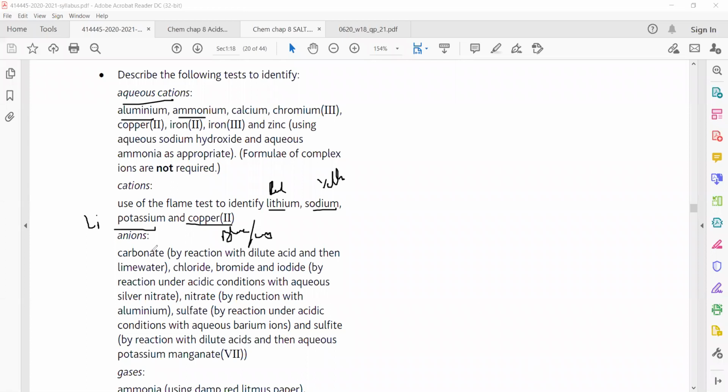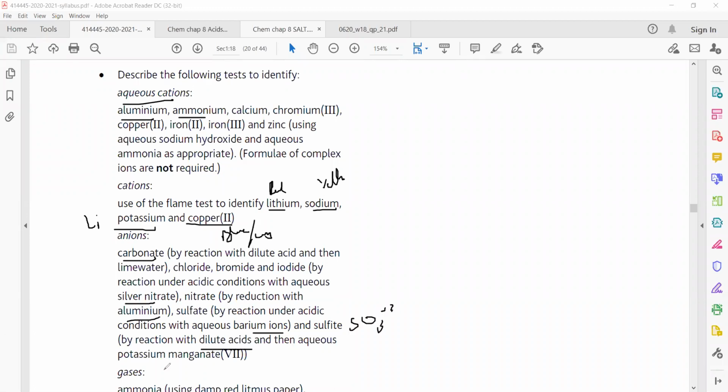Test for carbonate, we add acid. Test for chloride, bromide, iodide, we add silver nitrate, or lead nitrate can also be used. Test for nitrate ion, we add sodium hydroxide followed by aluminium and heat. Test for sulfate ion, we add barium nitrate or barium chloride. Test for sulfite ion, SO3.